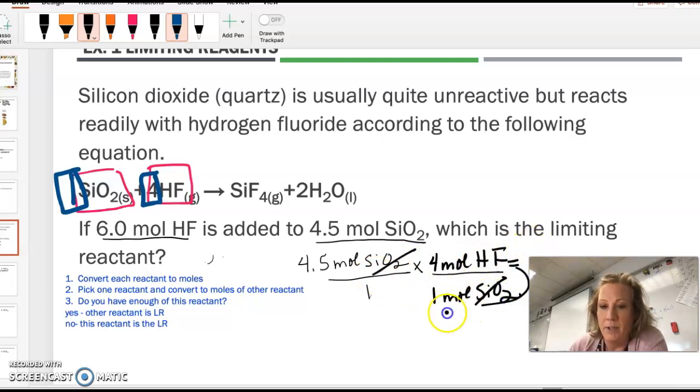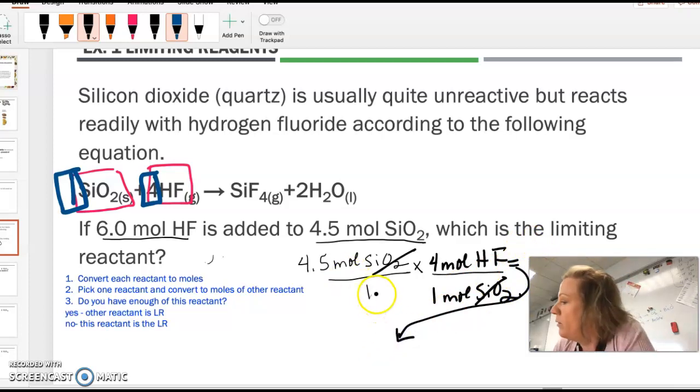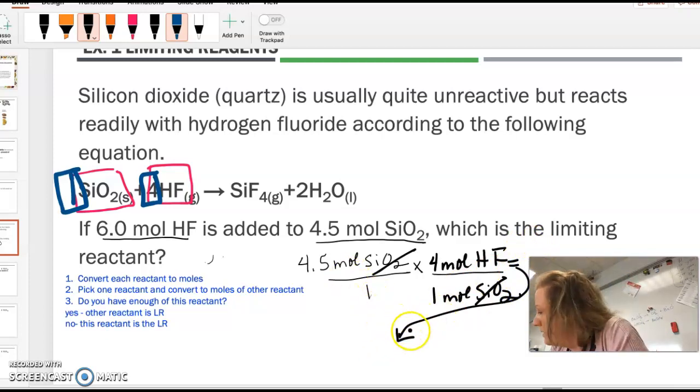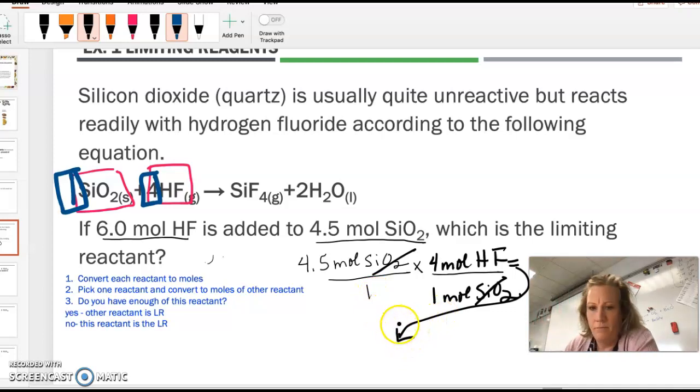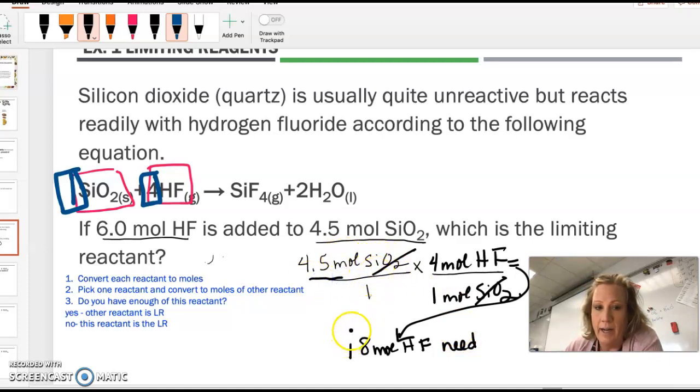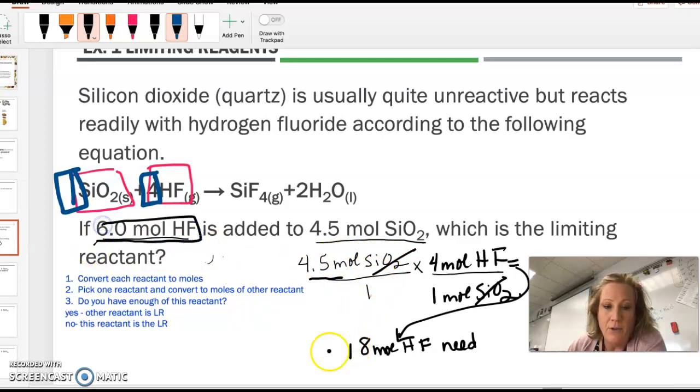So I'm going to bring my answer down here. So I would get 18 moles of HF. That's how much I would need in order to react with all 4.5 moles of the silicon dioxide. So then I go and I ask myself, hey, do I have 18 moles? So I actually ask myself, do I have this amount?